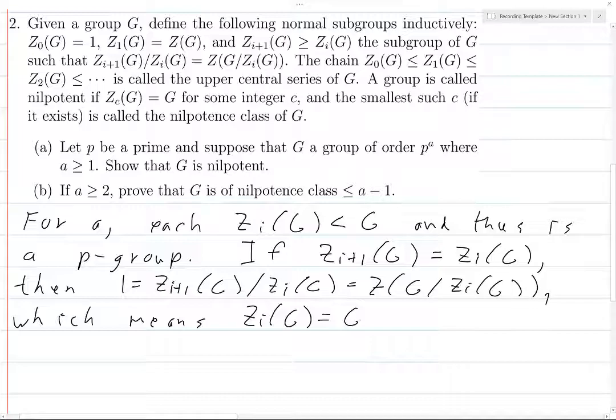Well, it's going to be of order p to some power, since you just divide them out. And we know that the center of any non-trivial p-group is non-trivial, and so the only scenario is where G mod Z_i G is the trivial group, which means that Z_i G equals G. And thus, G is nilpotent.